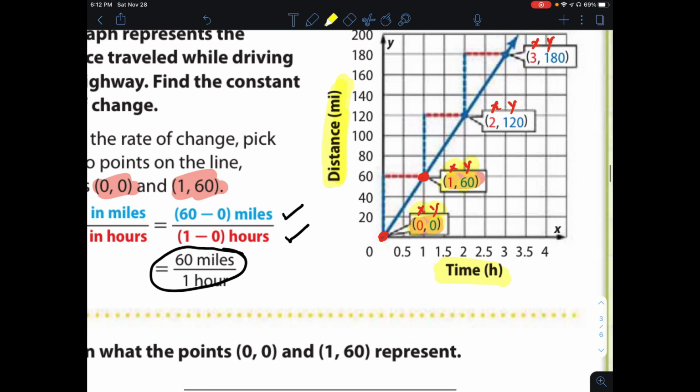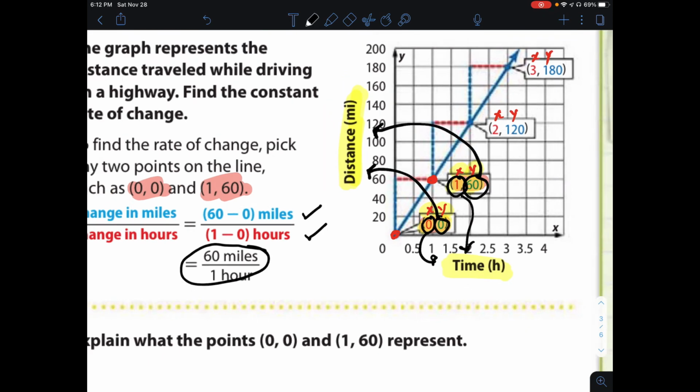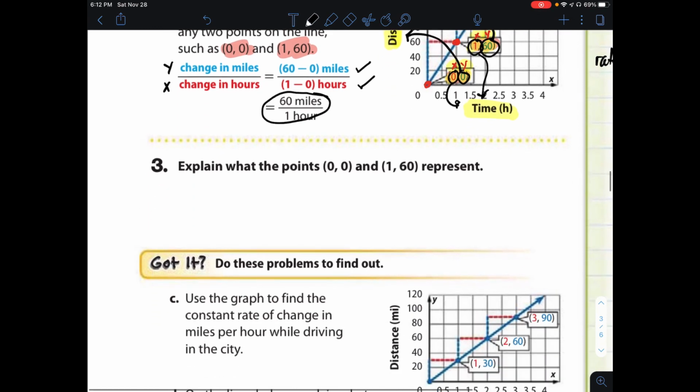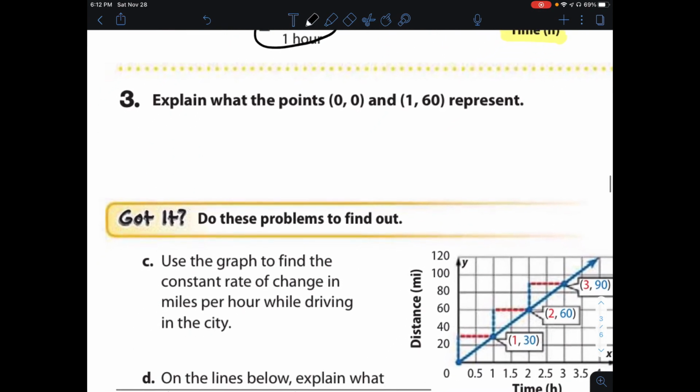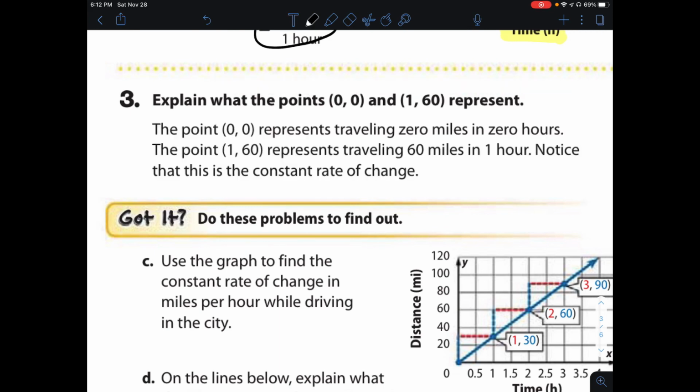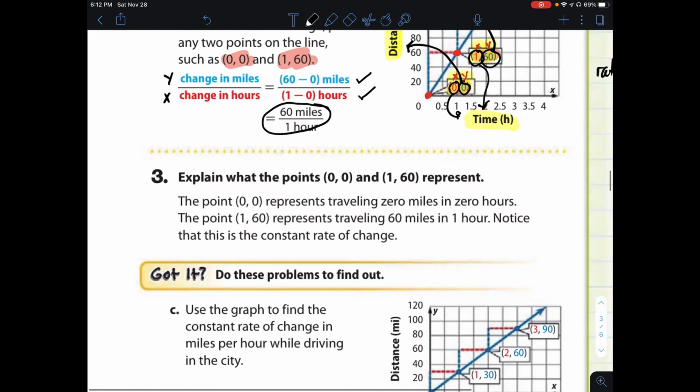So when you talk about the first 0 here, for example, that talks about 0 time. And this 0 represents 0 distance. This 1 represents 1 hour. And this 60 represents 60 miles. So let's take a look at this example 3 and see what (0, 0) and (1, 60) represent. In this case, the point (0, 0) represents traveling 0 miles in 0 hours. The point (1, 60) represents traveling 60 miles in 1 hour.